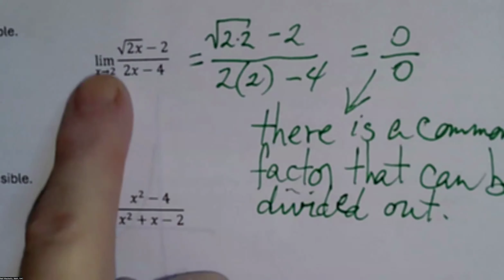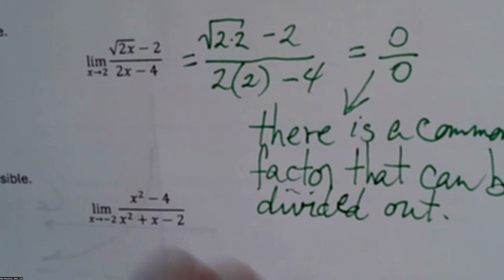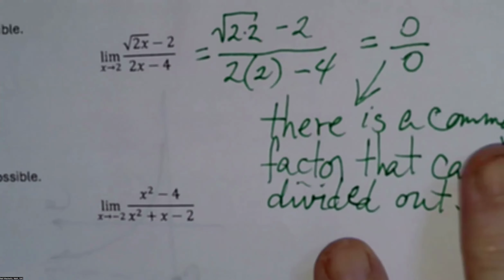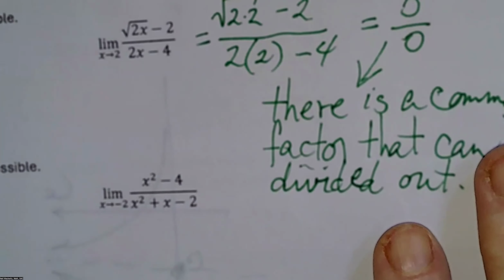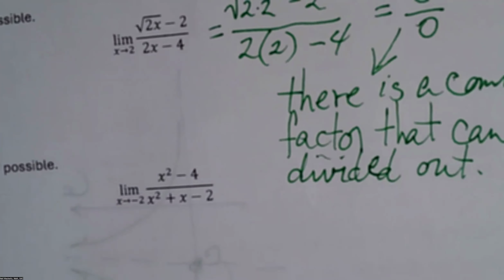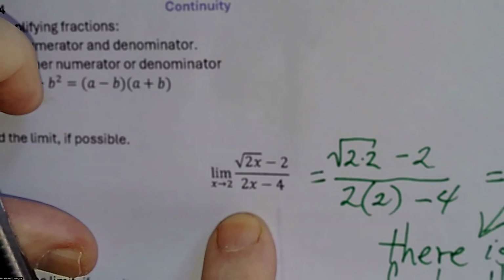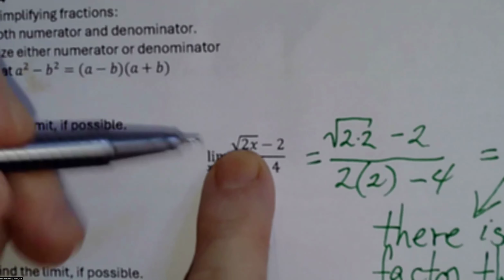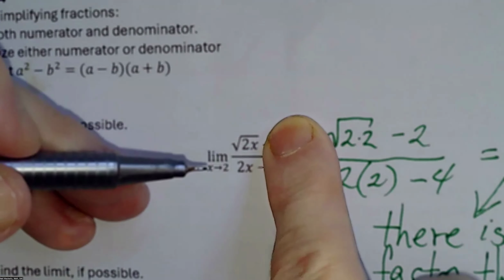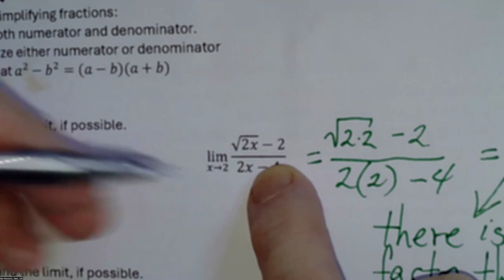But it didn't look like this would factor. So let's see. Let's look at the relationship of the values in the numerator and the values in the denominator. What do I have to do to the numerator, to the square root of 2x, to get to 2x?